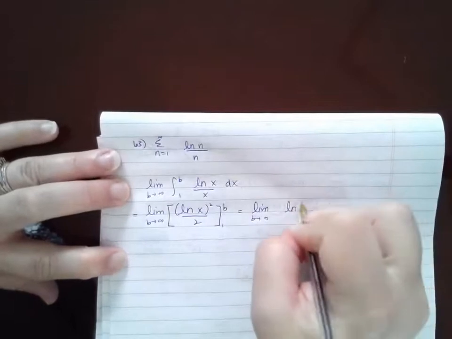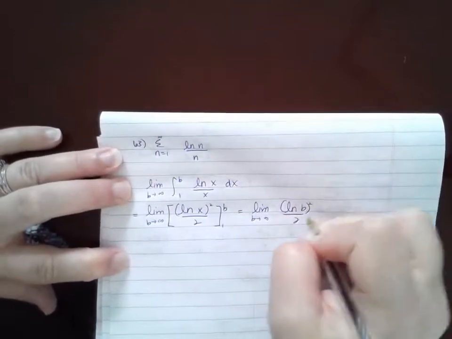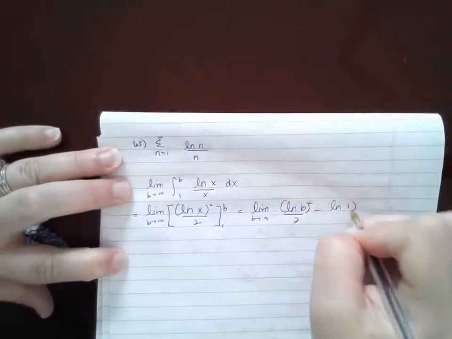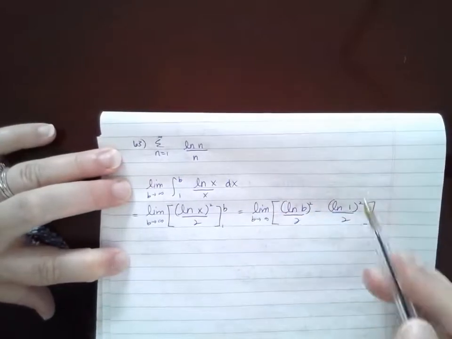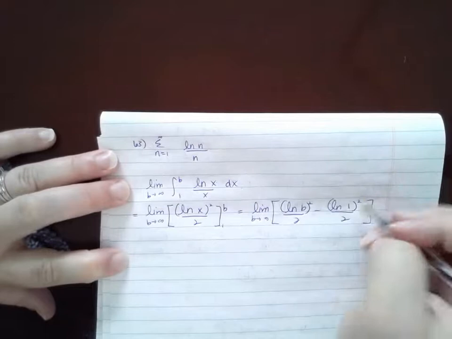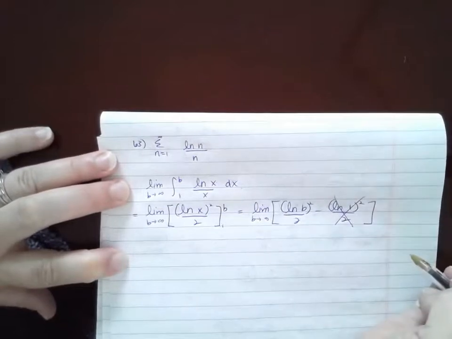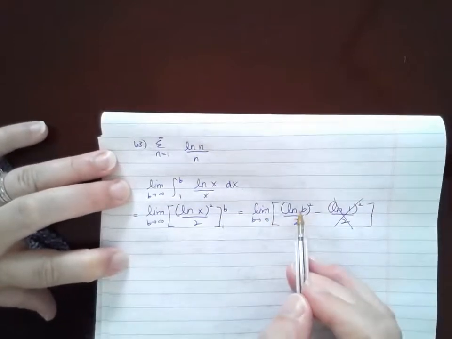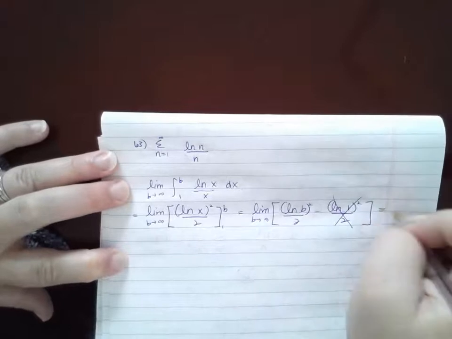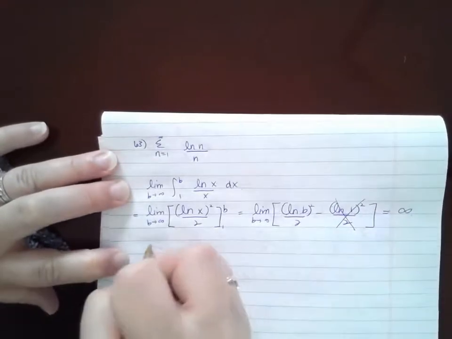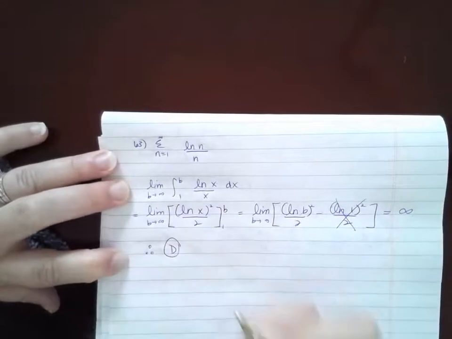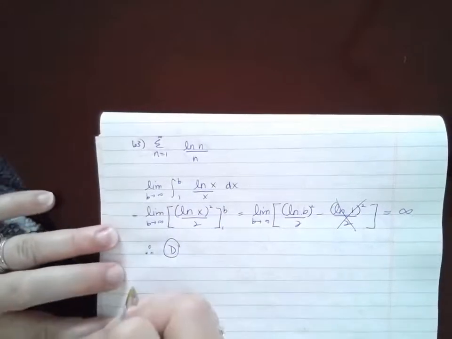So this is natural log of b squared over 2 minus the natural log of 1 squared over 2. Natural log of 1 is 0, so this whole fraction becomes 0. And the natural log of infinity is infinity. This is positive, but it is not finite. Therefore, this is a divergent series using the integral test.